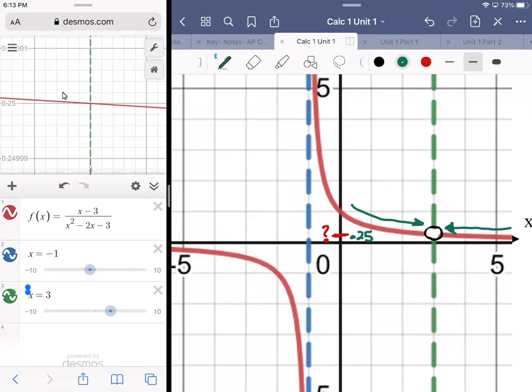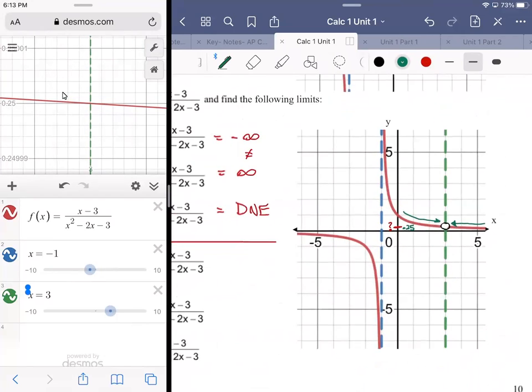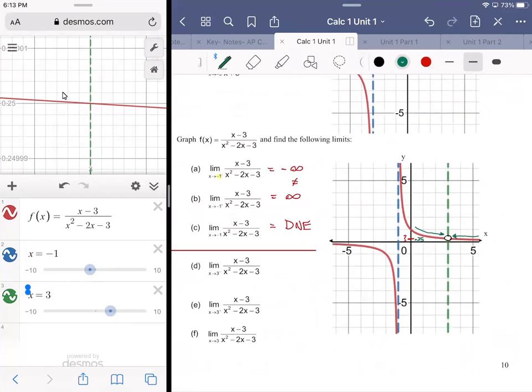All right. Because we're approaching the same number, 0.25 from the left and from the right, our limit overall would be 0.25, right? Or 1/4 if you want, right? But let me just show you really quickly how you take care of this algebraically.